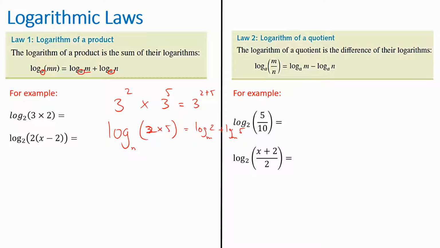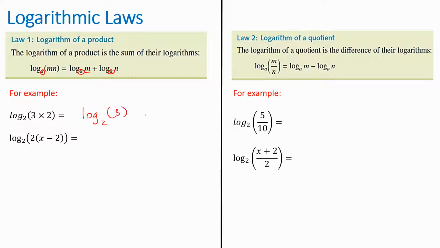Now I'm going to show you, in the next slide, why this rule is true, and it just follows from your exponentials. But the examples on the bottom are just to get you to understand how the rule works. So for rule number 1, let's say you've got log base 2 of 3 times 2. Another way of writing this is log base 2 of 3 plus log base 2 of 2.